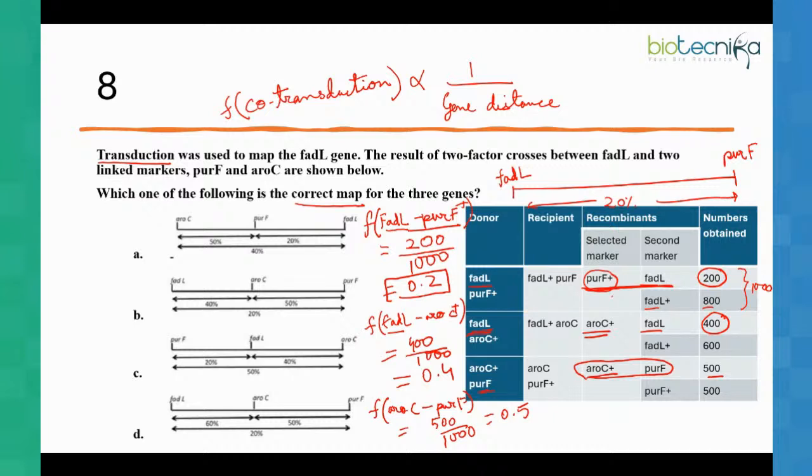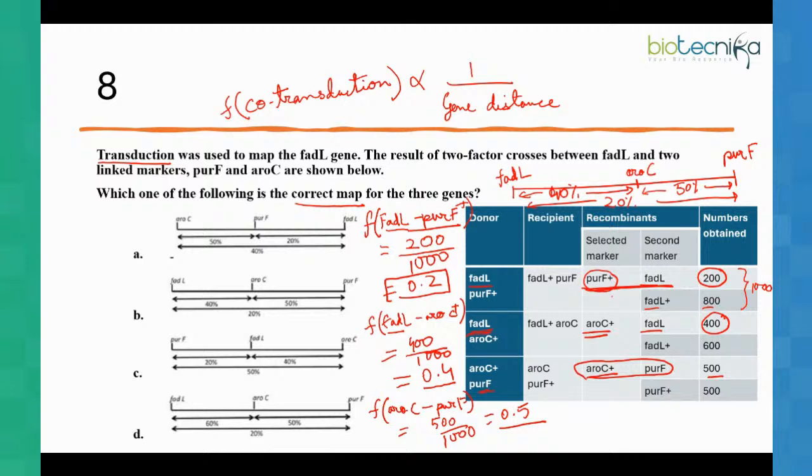Now, what about ARO-C? ARO-C definitely will come somewhere in between. So ARO-C will come in between, where FADL to ARO-C is 0.4 and PER-F to ARO-C is 0.5. It is almost in the middle, but still we see that ARO-C's co-transduction frequency with PER-F is a little higher. So ARO-C will be a little towards PER-F. ARO-C and PER-F's co-transduction frequency is higher, which is 50%, whereas FADL and ARO-C's co-transduction frequency will be 40%.